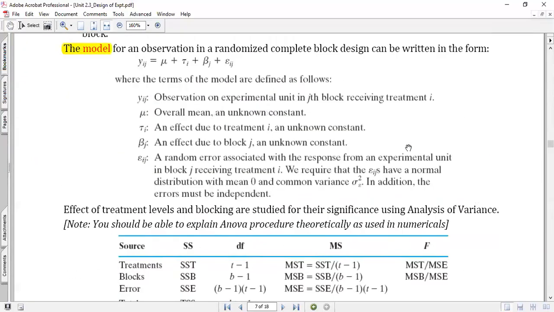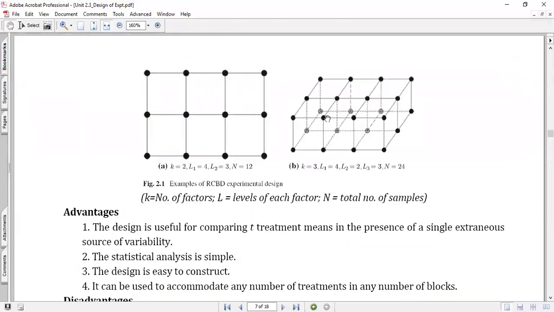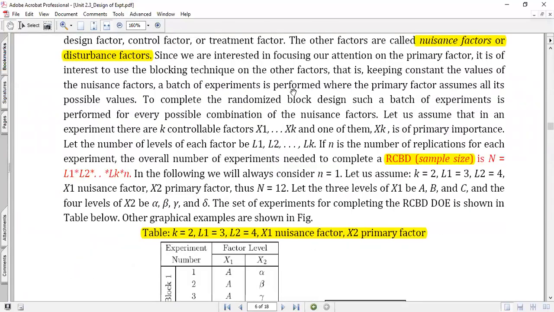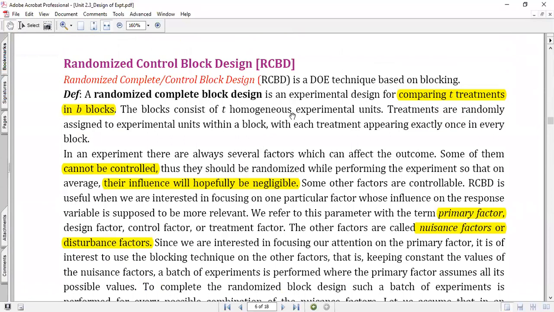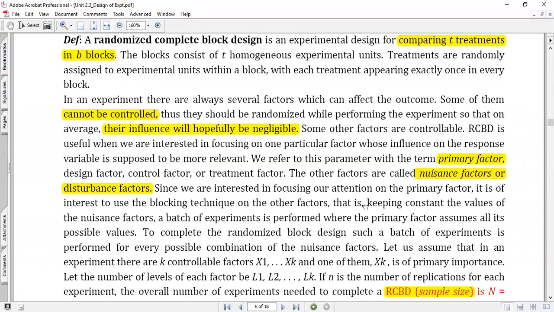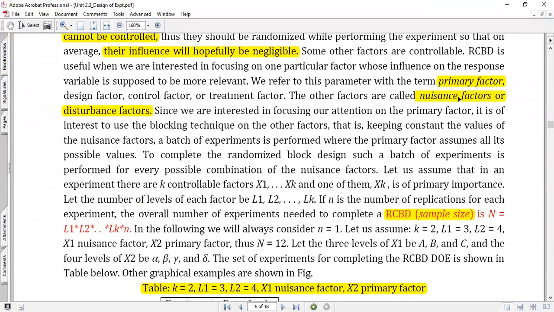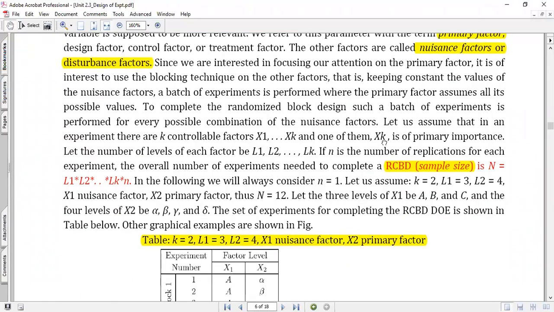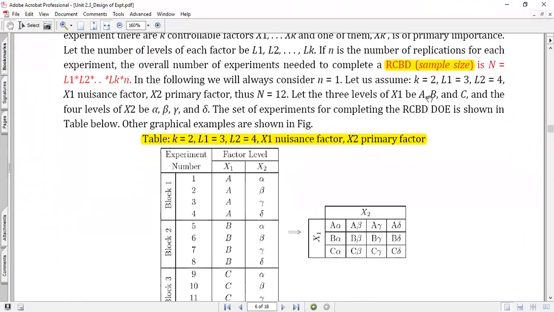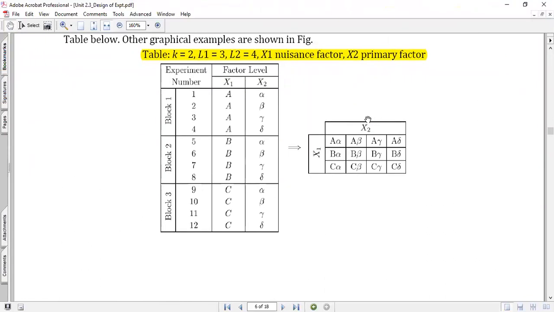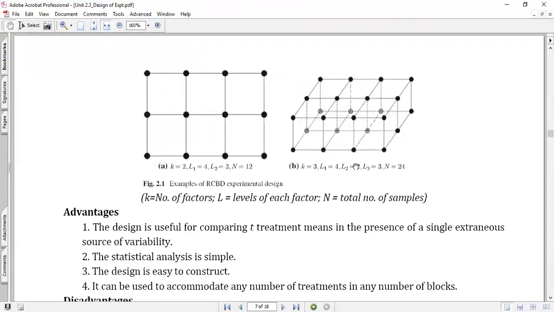Yes, that's the end of this block design, RCBD. Here we have seen the important factors, primary and nuisance factor. We will be adding the nuisance factor over and above the RCT design. Sample size will be the product of levels, and always the primary factor will be in the horizontal row, nuisance factors will be in the vertical direction, or you can have multiple third dimensions also.